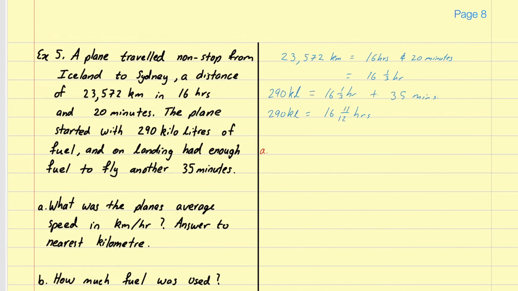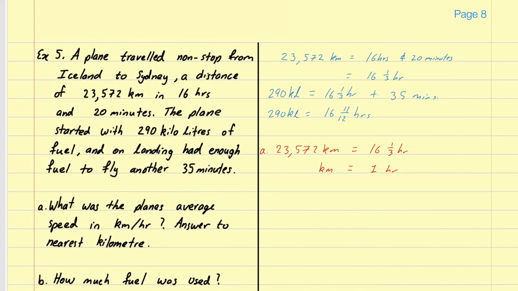Okay, part A. What was the plane's average speed in kilometers per hour? Answer to the nearest kilometer. Remember how we said that the distance between Iceland and Sydney was 23,572 kilometers, and they did this distance in 16 and a third hours. So what we have so far is 23,572 kilometers is equal to 16 and a third hours. Now they just want us to go to kilometers per 1 hour. That's what they really want.